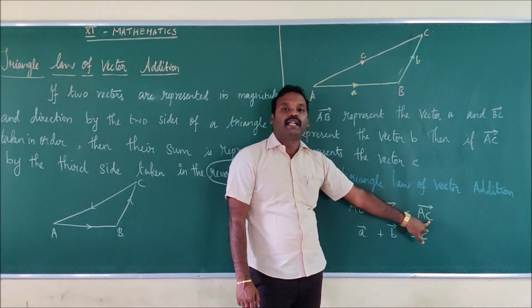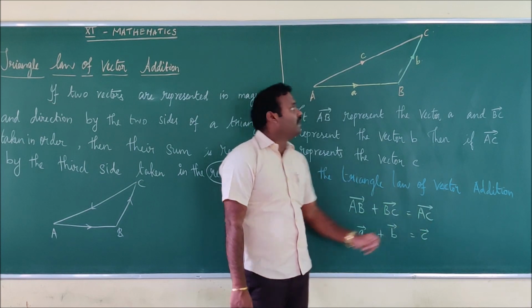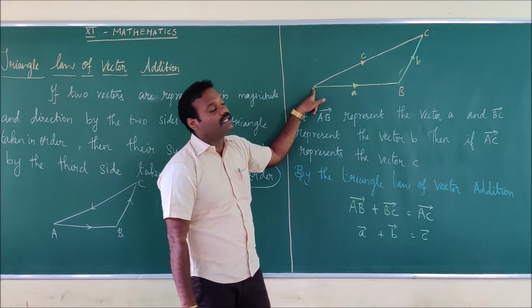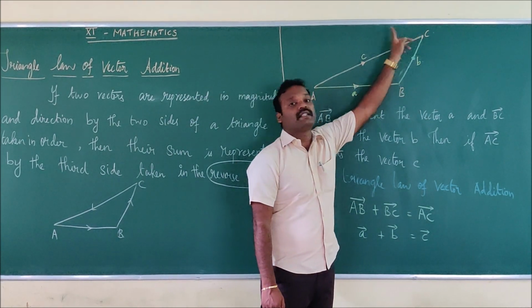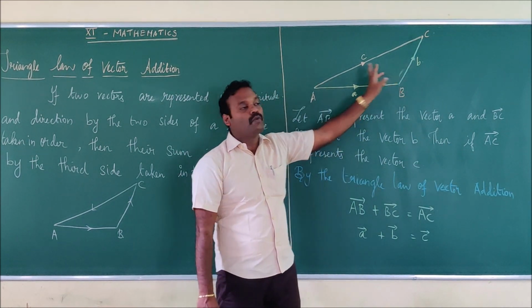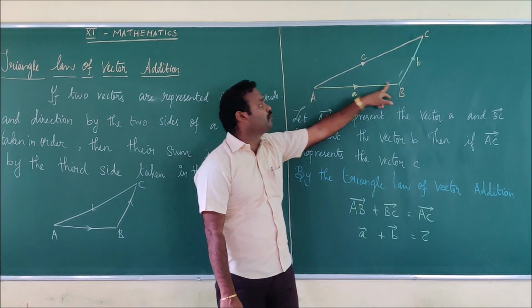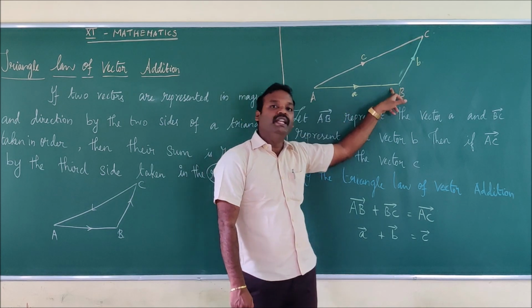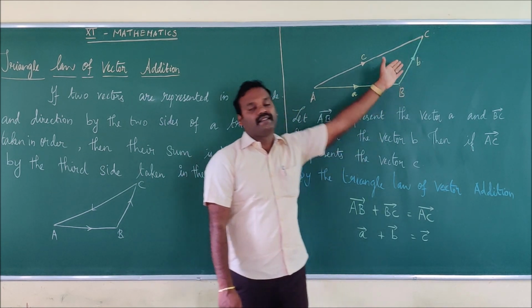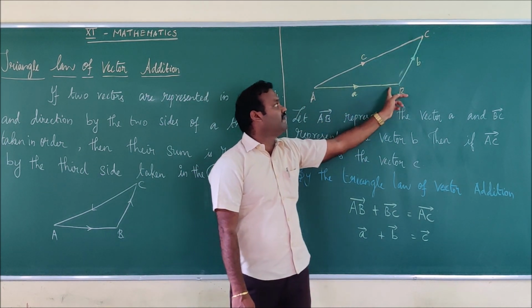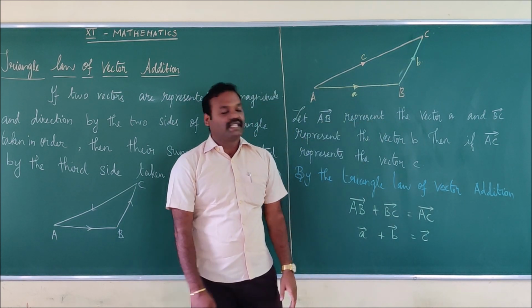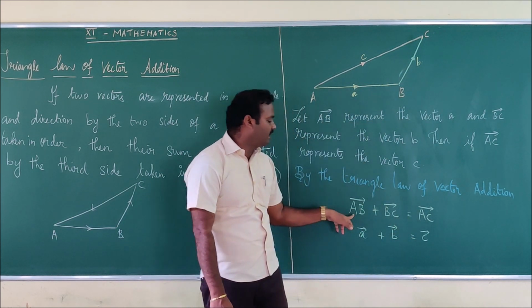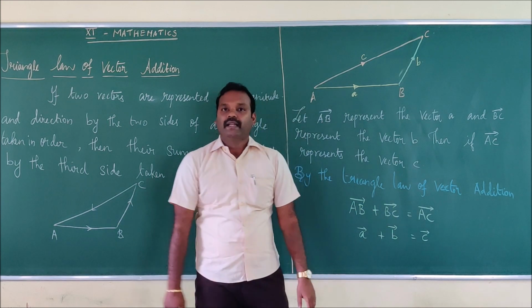Here the ending point is C. So this is your starting point and this is your ending point. I have to go from A to B, then B to C. So you can sum up these two things, that is AB vector plus BC vector. So I can write AC vector is equal to AB vector plus BC vector.